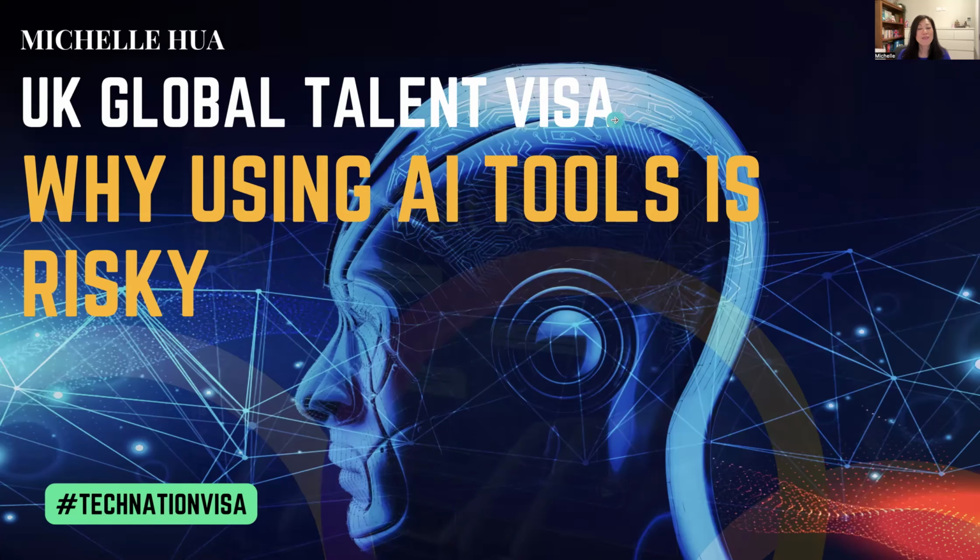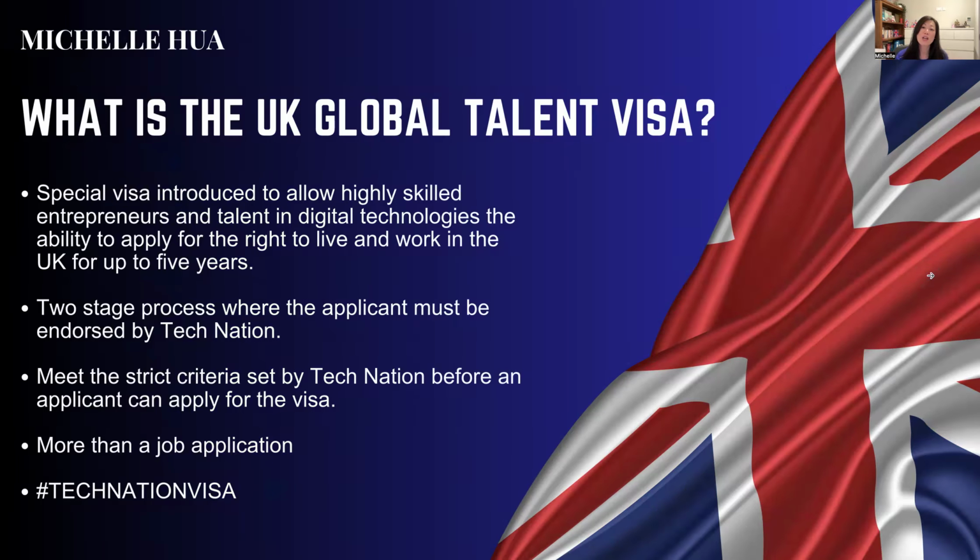The UK Global Talent Visa is a special visa that was introduced by the UK government to allow highly skilled tech entrepreneurs and talent the ability to live and work in the UK for up to 5 years. In completing your Stage 1 endorsement application, this webinar is about why using AI tools is very risky for your application. So the UK Global Talent Visa is a two-stage process, where Stage 1 is an endorsement process where you have to meet the strict criteria set by Tech Nation and become endorsed as an exceptional talent or exceptional promise before you can apply for the Stage 2 visa.